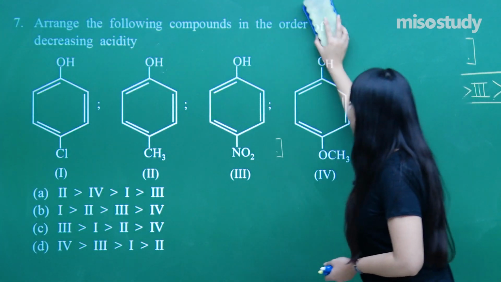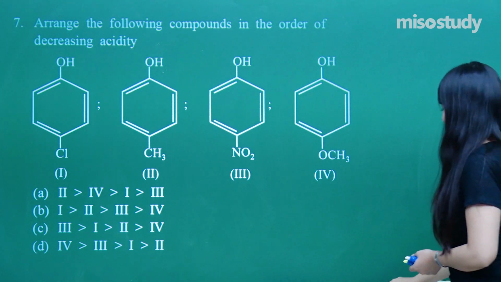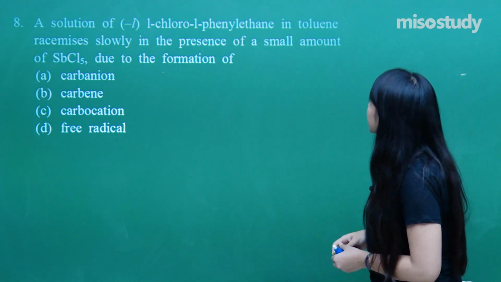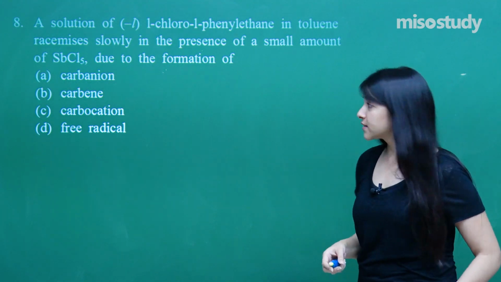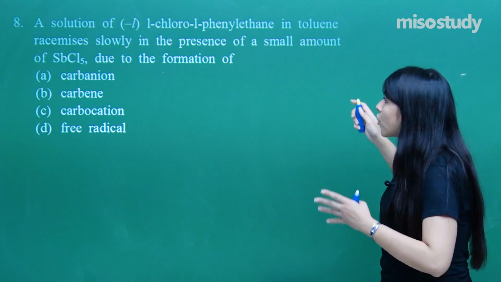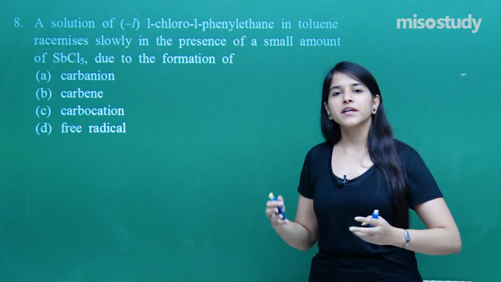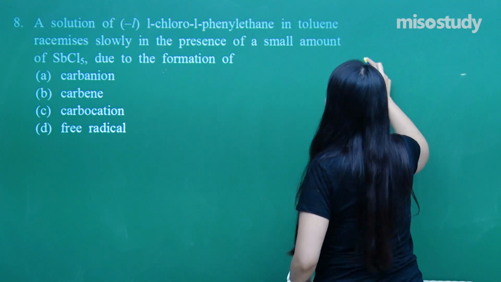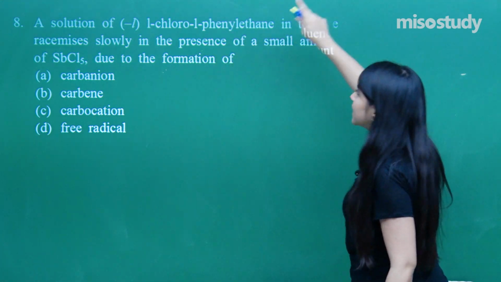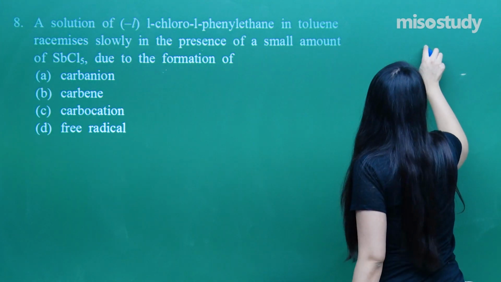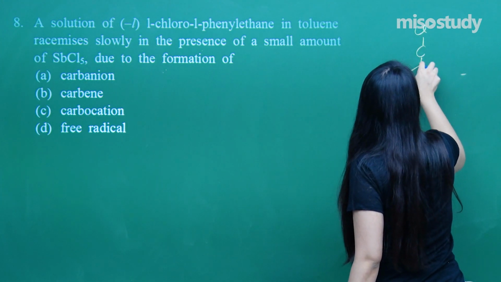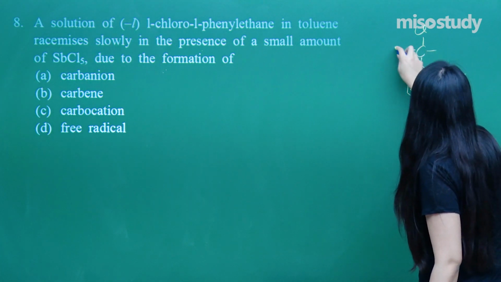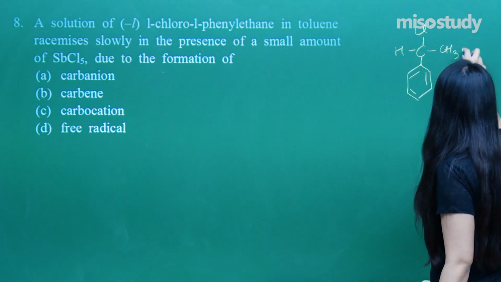So what is the next question saying? A solution of 1-chloro-1-phenyl-ethane in toluene racemizes slowly in the presence of small amount of SbCl5. So you might be thinking it's a very complicated question, but it is not. Why? Because here let us just try out 1-chloro-1-phenyl-ethane. I need to make it. So that is what we need to make.